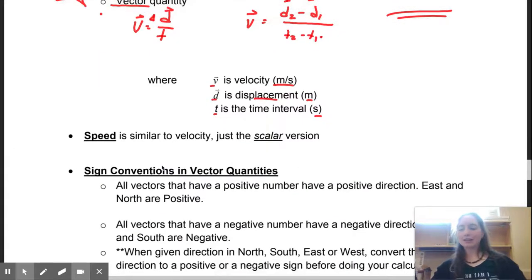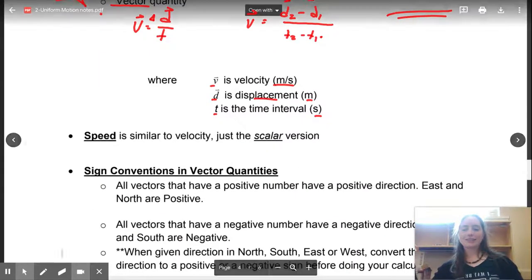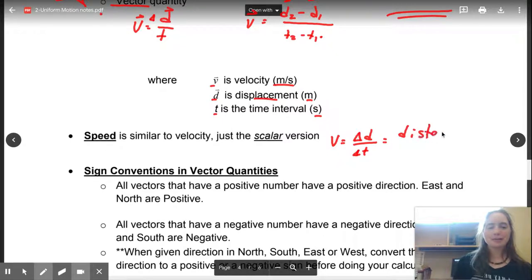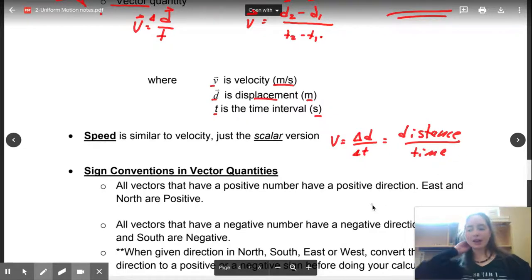Now, speed is similar to velocity, except speed is scalar. Okay. Now, the computer squashed all my formatting, which is annoying. So speed is V equals delta D over delta T, except D here is distance. Okay, so speed is equal to distance over time, your time interval. Whereas velocity is displacement over time. Okay, it's a big difference.